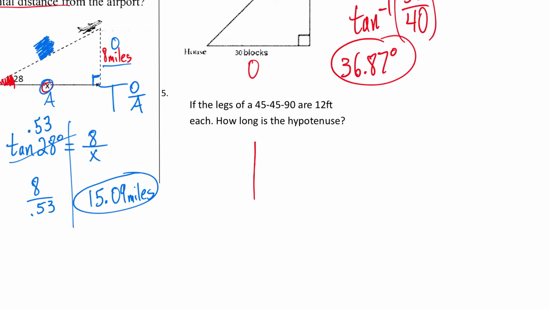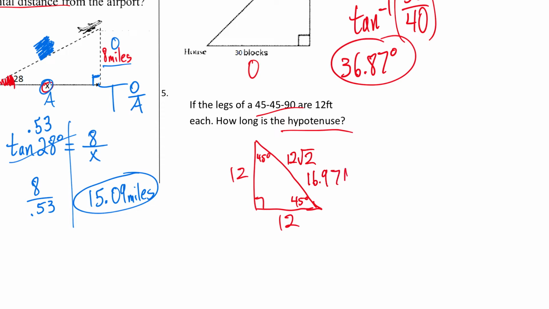All right, next one, number 5 says the legs of a 45, 45, 90 are 12. It says how long is the hypotenuse? Okay, so you could use trig here, and that'd be fine. But this just goes back to what we did in our last unit. So on a 45, 45, 90, if you remember, these two sides are always the same, and then the hypotenuse is that times the square root of 2. So 12 times the square root of 2. And then if you just type that 12 square root of 2 in your calculator, it gives you 16.97 feet.